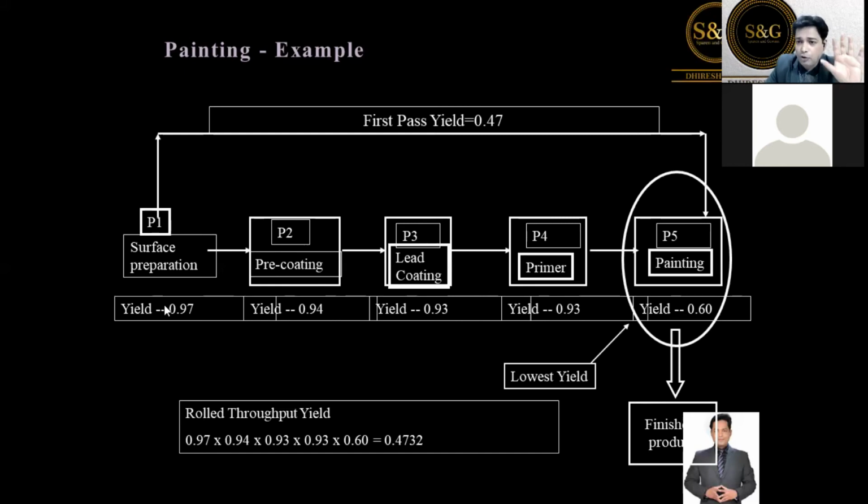Now what is the rolled throughput yield? We have identified the throughput yield. Throughput yield is output divided by input. Okay, that is the throughput yield. Rolled throughput yield is the product of all throughput yields. Like 97% multiplied by 94%, multiplied by 93%, multiplied by 93%, multiplied by 60%, which is nothing but 47%. You can see first time pass yield is 47%, which means surface preparation में मैंने अगर 100 pieces डाले, only 47 will come out of the painting first time right. That is called rolled throughput yield.